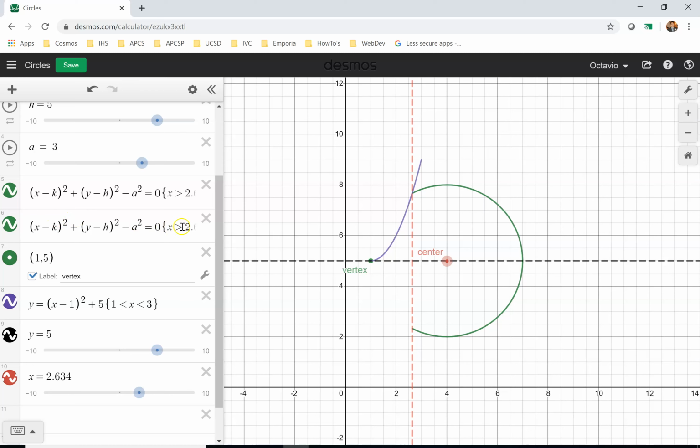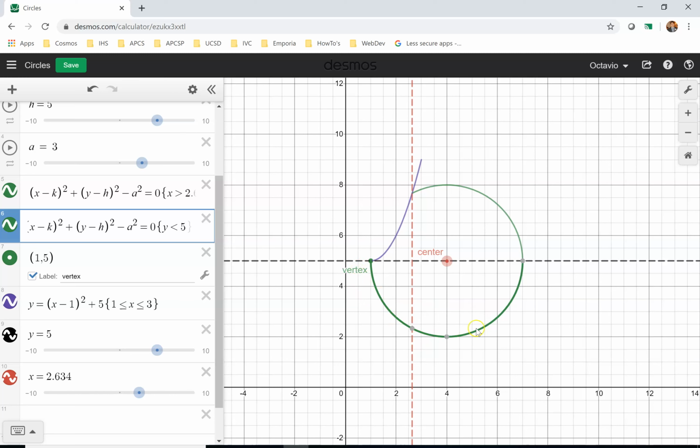On the second circle, I'm going to get rid of this domain restriction. Notice you get the whole thing. What I want is the bottom half of the circle, so I want the circle for y values less than 5. Here's y equals 5, this black line that goes here. I only want the bottom half of the circle. The way you restrict the range, the up and down behavior, is by putting y less than 5. And so now you have the bottom half.